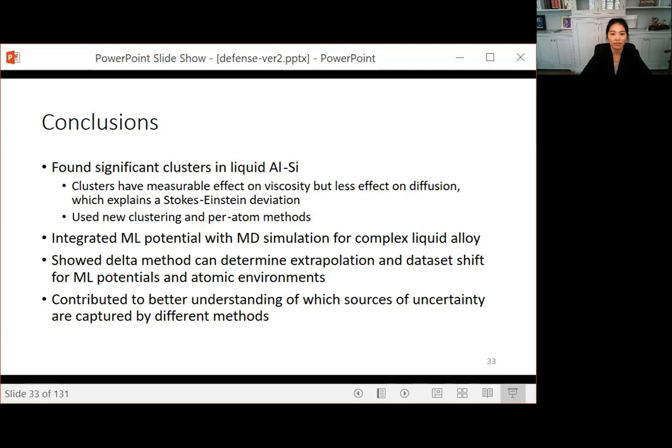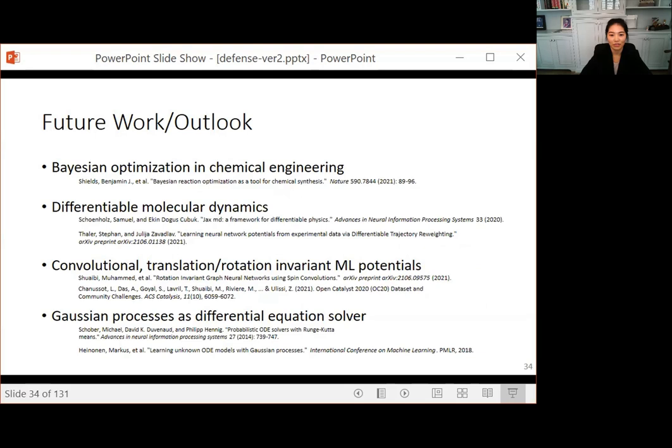And for future work and outlook, we see that there are many interesting research directions. One is Bayesian optimization in chemical engineering. And there's this very nice paper in Nature that's talking about this. They use Bayesian optimization and Gaussian processes to determine the best design of experiments and the best chemical reaction experimental conditions. And then their Bayesian optimization outperformed the human experts in selecting the next best reaction conditions for chemical reactions.